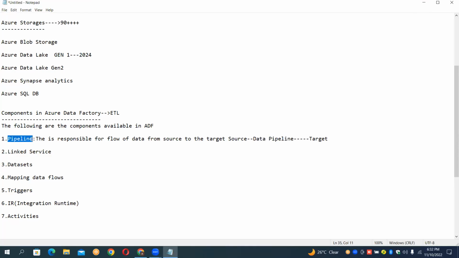Yes, the next point. Guys, what is the next component you have? Everyone is following or not? Please tell me, guys. This is very important. Without this, you cannot do anything in ADF. You must understand this. Now, guys, the next one, what is it? Linked service. So now, guys, linked service.